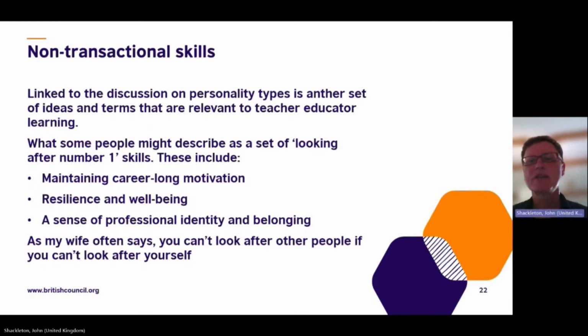How can you develop stronger resilience and more consistent well-being? How does professional identity and belonging fit into the kind of learning that you would like to do in the future? And as my wife often says, you can't look after other people if you can't look after yourself.